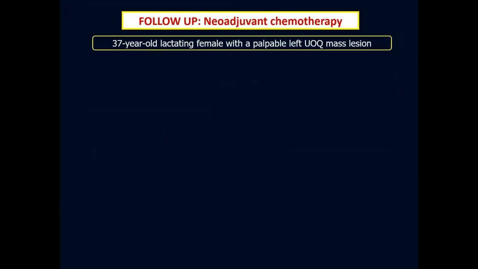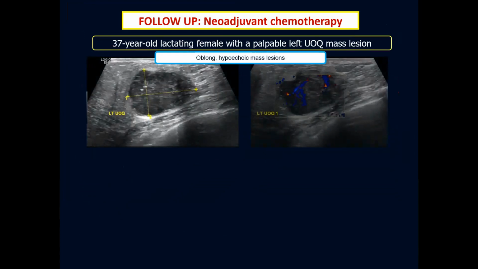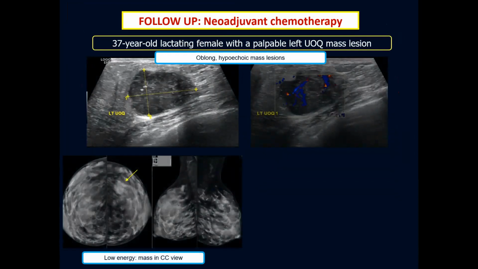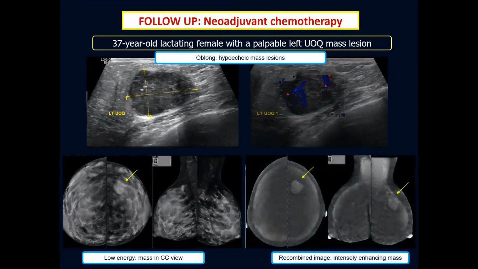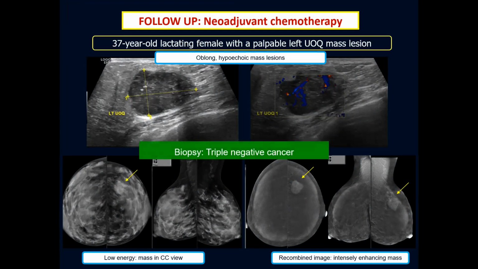This is a 37-year-old lactating female with a palpable left upper outer quadrant mass lesion, which was previously misinterpreted as a fibroadenoma, but it is not accepted to say that it is a fibroadenoma with this increased vascularity. This was the low-energy image of the contrast mammogram showing a focal asymmetry in the left breast, and this was the contrast image which showed intense contrast uptake. Biopsy was taken, and it revealed a triple negative breast cancer.